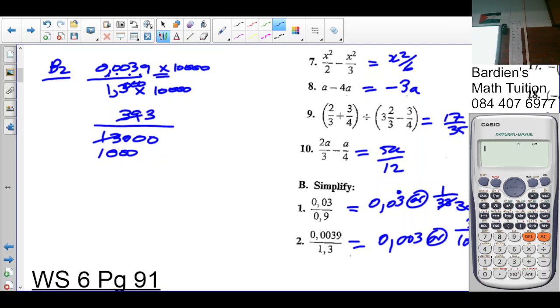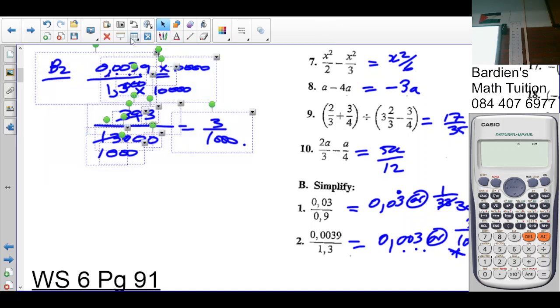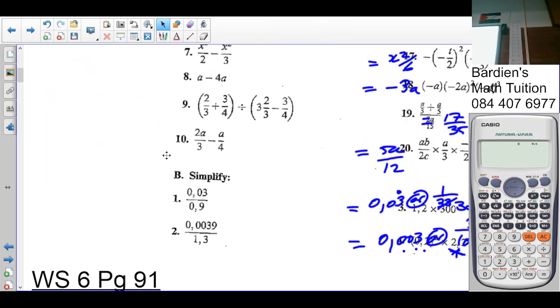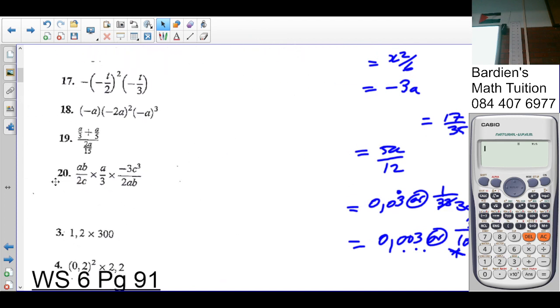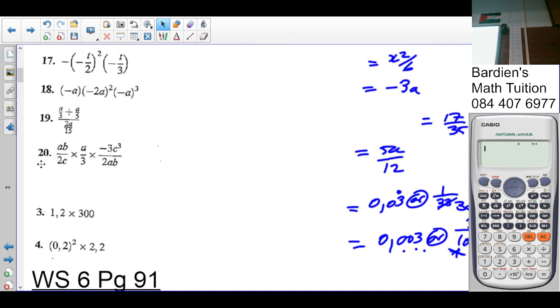I wrote 100, supposed to have been 1,000. I made another mistake. Okay, so it's going to be 3 over 1,000. I don't know why I put 100, because there's 1, 2, 3 digits after the comma, so it has to be 3 zeros in the denominator. So you see now this holiday I must spend some time with decimal fractions. You see I made 2 mistakes.